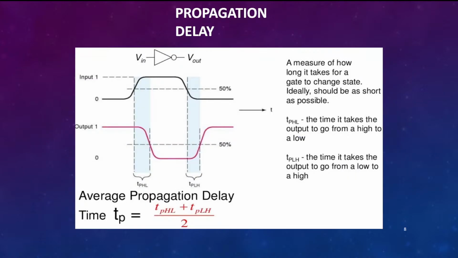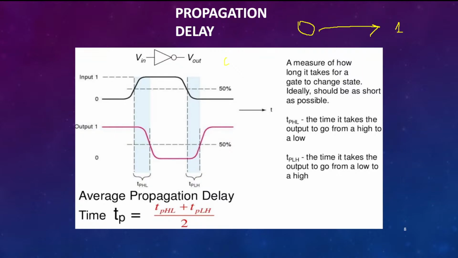Now next is propagation delay, right? So what does it basically mean? It's a measure of how long it takes for a gate to change its state. Say initially it is 0, but how long will it take to convert the state into 1? So how much time does it take for a gate to change its state? And the propagation delay should be as low as possible, right?